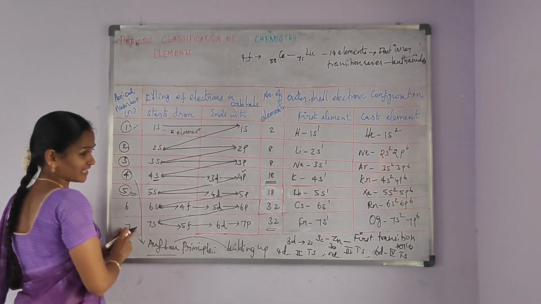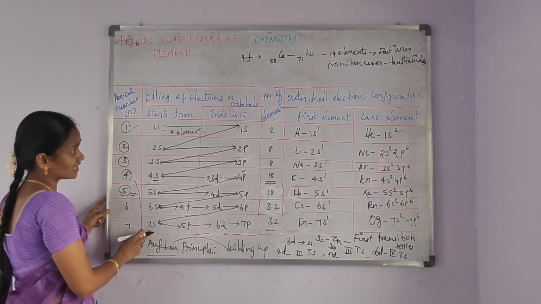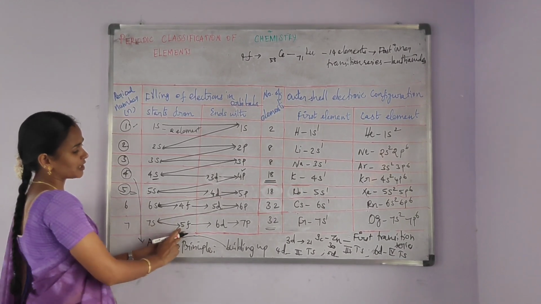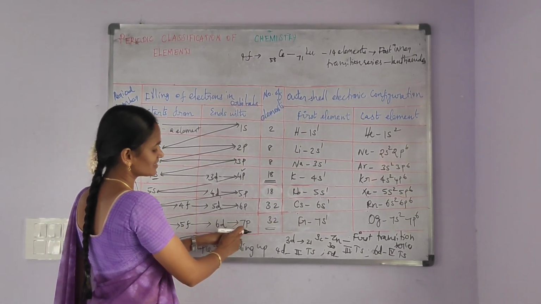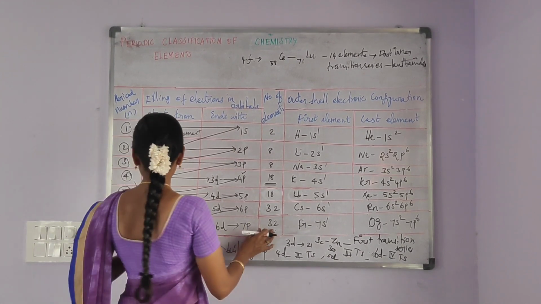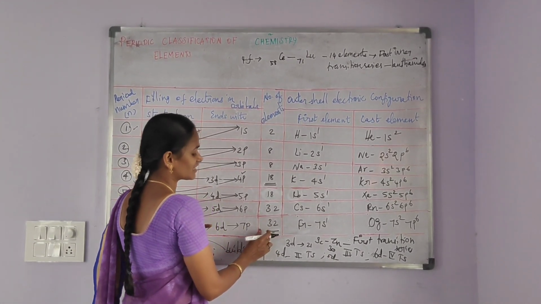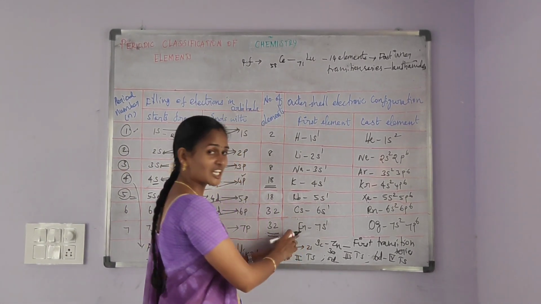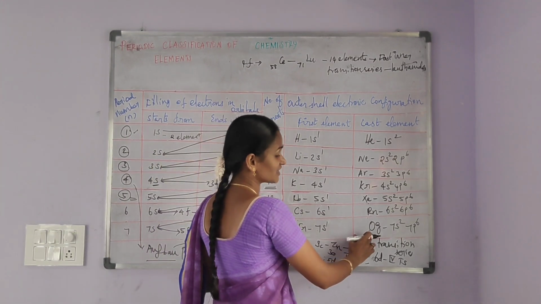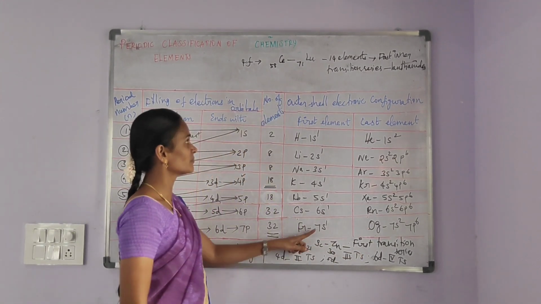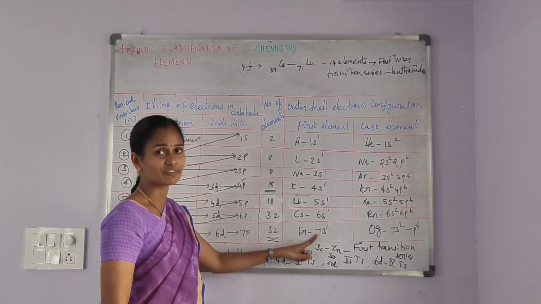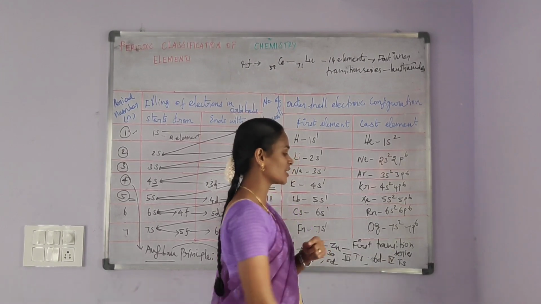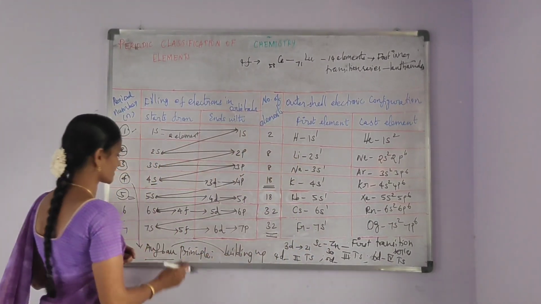And then seventh period, the filling of electrons starts from the 7s orbital followed by the 5f orbital, 6d orbital and 7p orbital. Like the sixth period, the seventh period also contains 32 elements. The seventh period starts from francium and ends with oganesson. Francium, its outer shell electronic configuration is 7s1. Oganesson, its outer shell electronic configuration is 7s2 7p6.